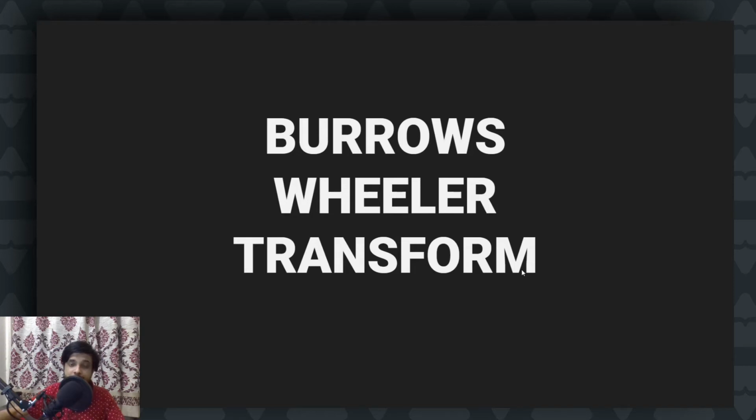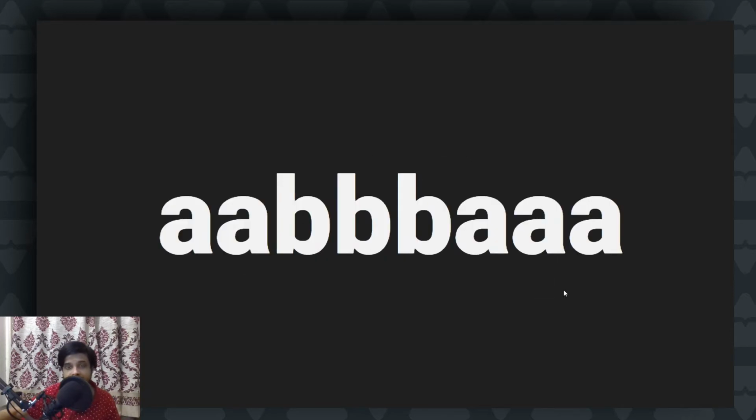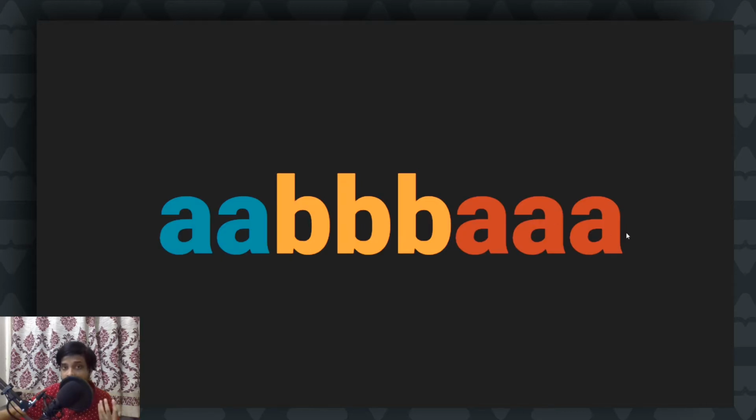Hello everyone. So today we are going to talk about a string compression algorithm called Burrows Wheeler Transform. To understand this, let's take this string first. Now this string is kind of special. You can see that it has trailing characters, the same characters repeated consecutively. So it has this chain of two A's, then B, B, B, and then A.